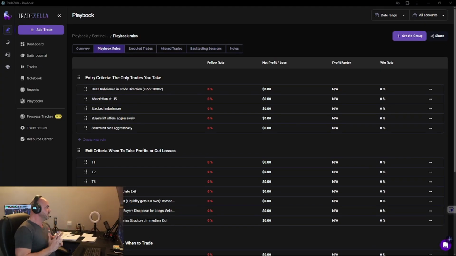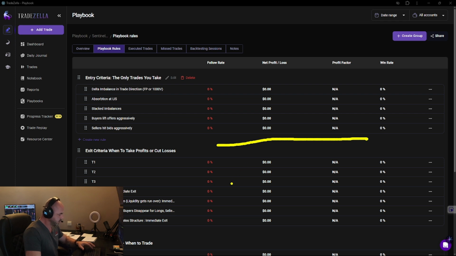So what do we need to make this work? We need clear entry and exit criteria. The only trades you are going to take are delta imbalance trades in the trade direction. So for example, we are going into the line in the sand. Here's our line in the sand. We are going towards the line in the sand with this one.